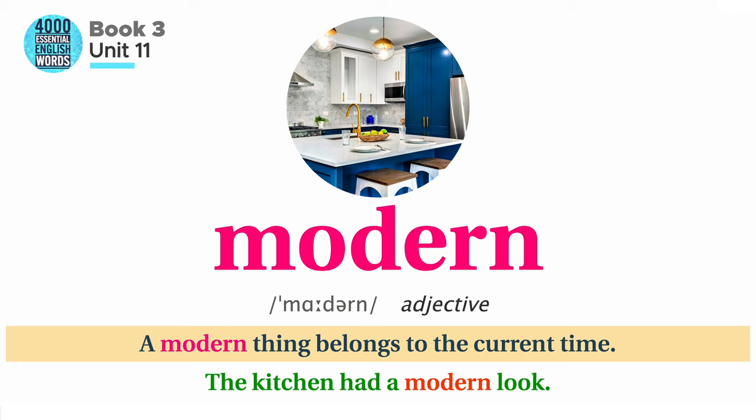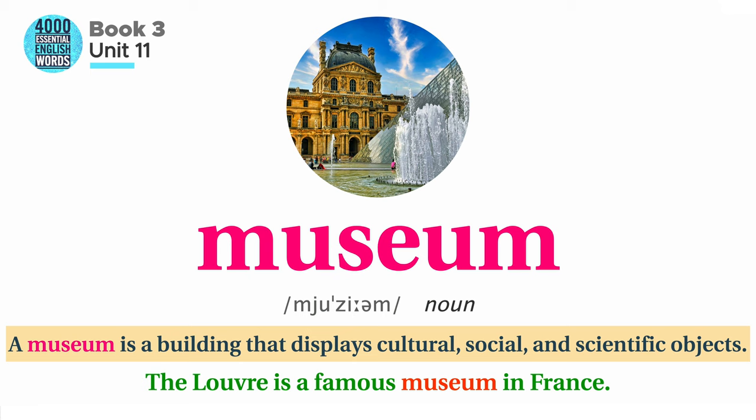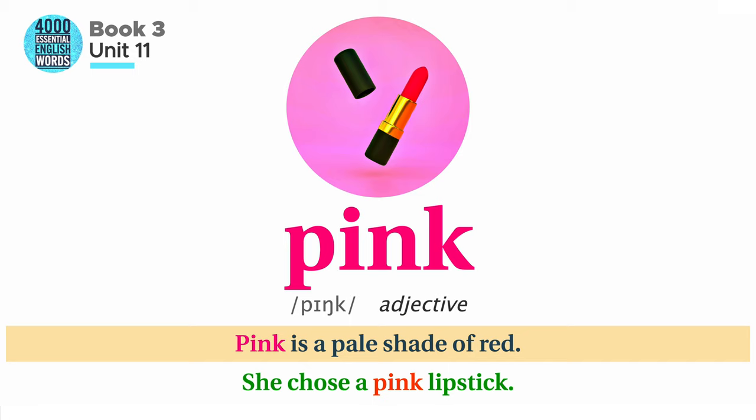Museum. A museum is a building that displays cultural, social, and scientific objects. The Louvre is a famous museum in France. Pink. Pink is a pale shade of red. She chose a pink lipstick.